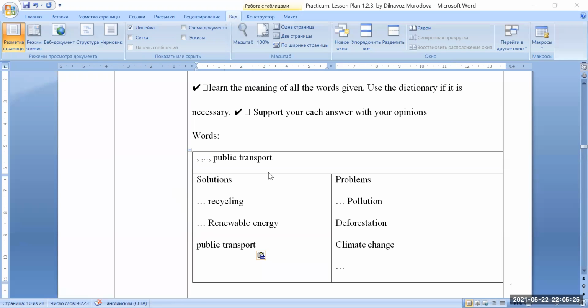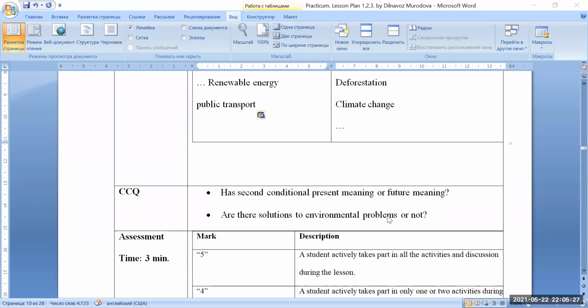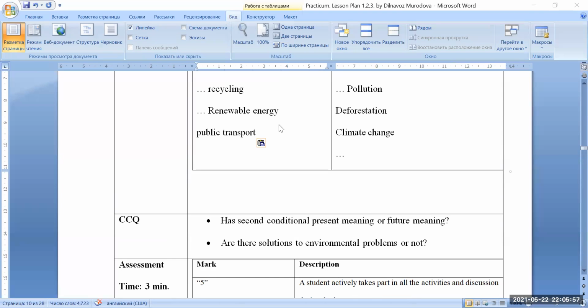Thank you very much, guys, for being very active. To wrap up, I have only 2 questions. Does the second conditional have present meaning or future meaning? Let's remember. Present meaning, impossible meaning. Are there solutions to environmental problems or not? Yes, there are. Like renewable energy, public transportation. Of course, there are some solutions. Recycling, public transport.